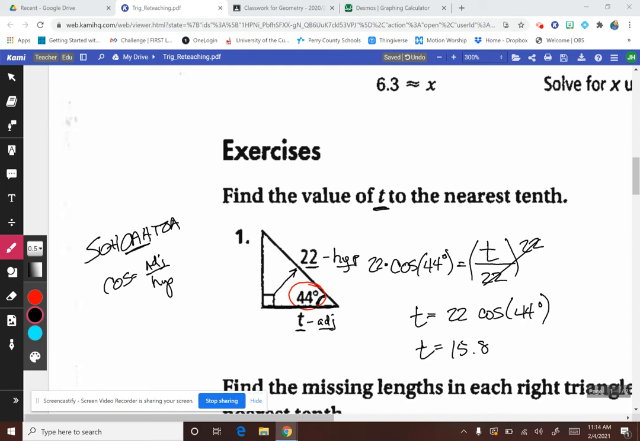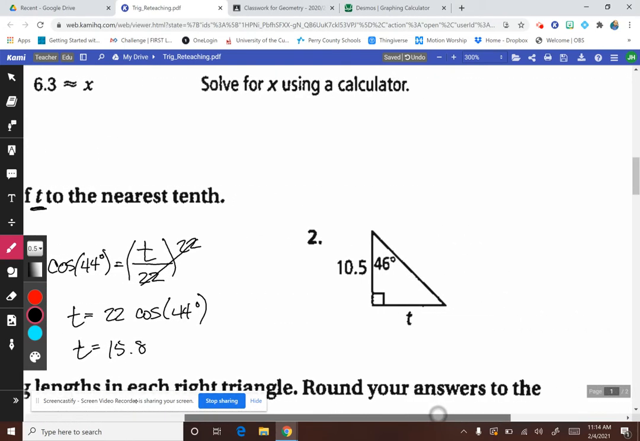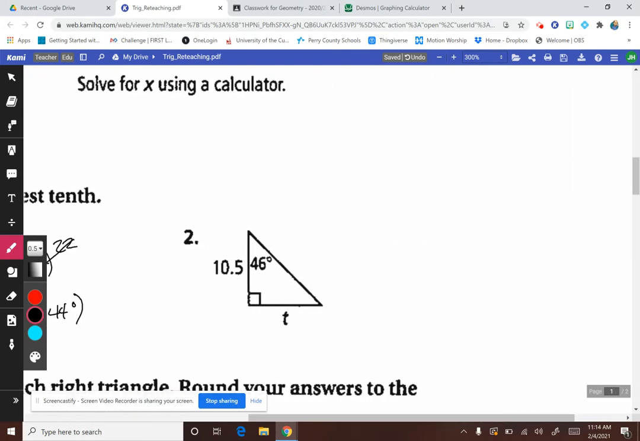Let's work another problem, and maybe this will make a little more sense. So we'll go through this again. And here we're given this problem. Okay, again, what we're trying to find is t. And I am given this side here, and I'm given this angle right here. Okay, so again, my focus, I said this before, but I'll say it again, is always on our angle first. So then we're looking at this particular problem and we're saying, okay, what is t in relation to 46? Is it opposite, adjacent, or hypotenuse?